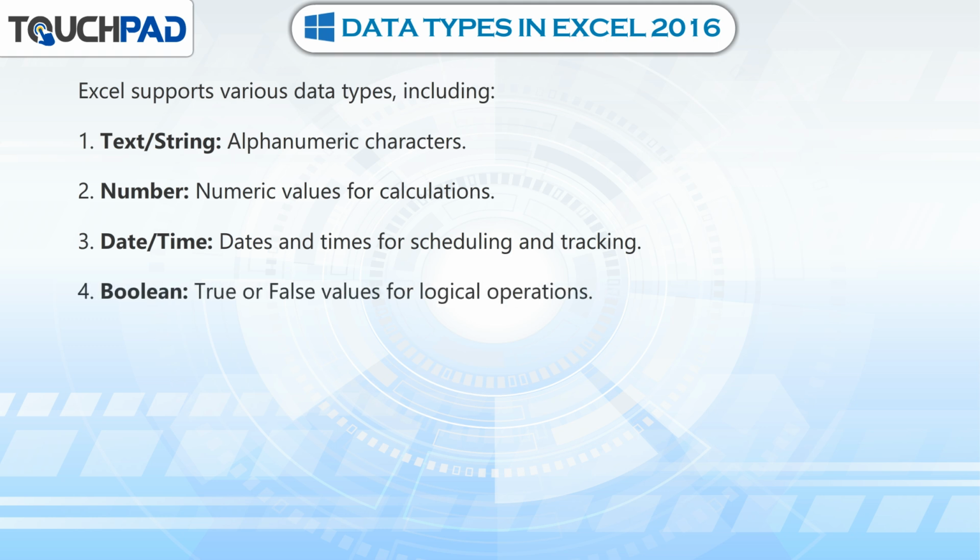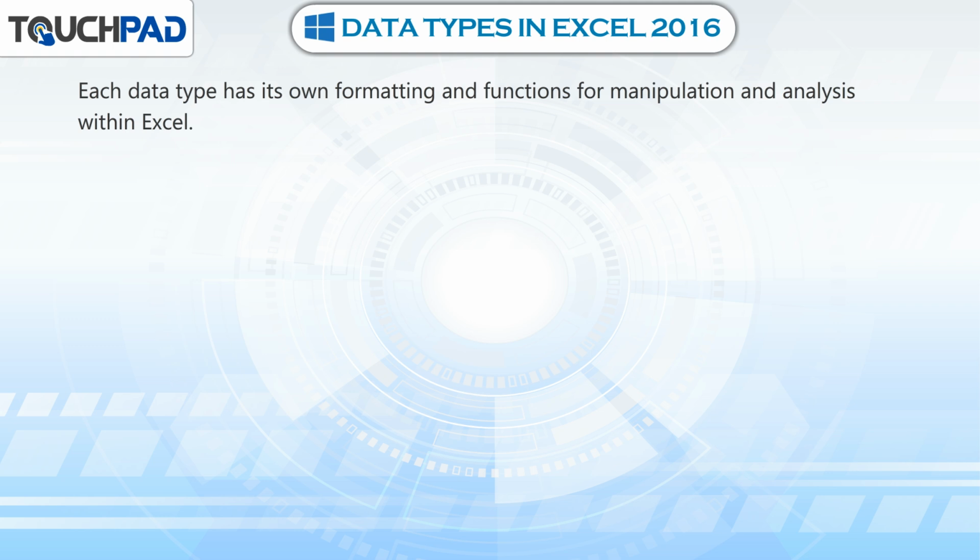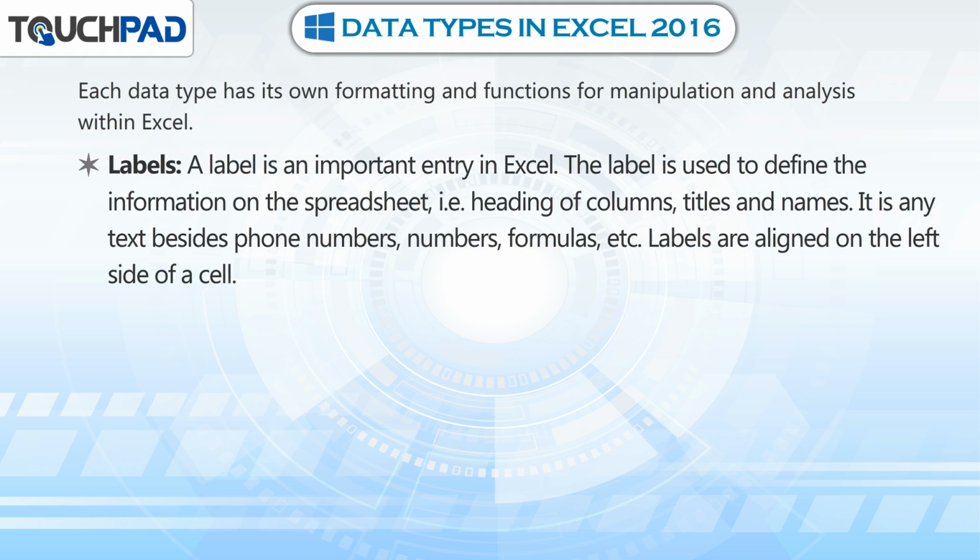4. Boolean: true or false values for logical operations. 5. Error: indicates a problem with a formula or operation. 6. Array: a range of cells or values. Each data type has its own formatting and functions for manipulation and analysis within Excel.